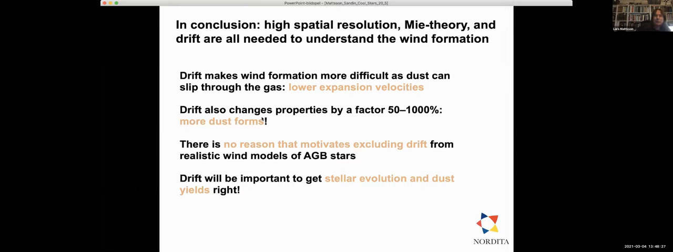Drift is important to get stellar evolution and dust yields right. That's something I really want to emphasize. Thank you.